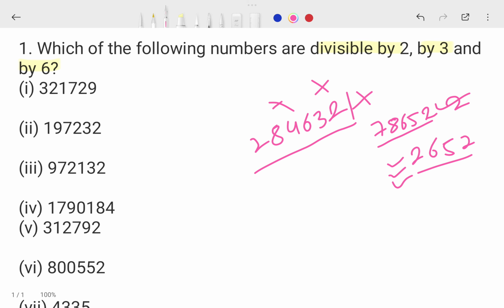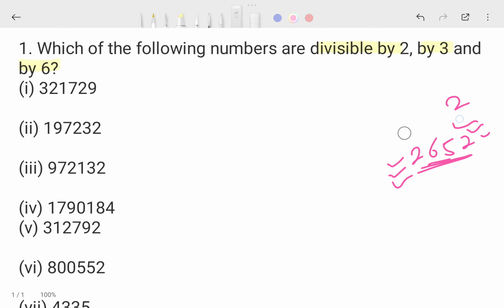By looking at this 265, how am I telling it is divisible by 2, 3 and 6? How do I tell by looking at the number whether it is divisible or not? There is one formula, one rule. By looking at any number, you can say whether it is divisible by 2, 3 or 6. I will explain it first. This is called the divisibility rule.